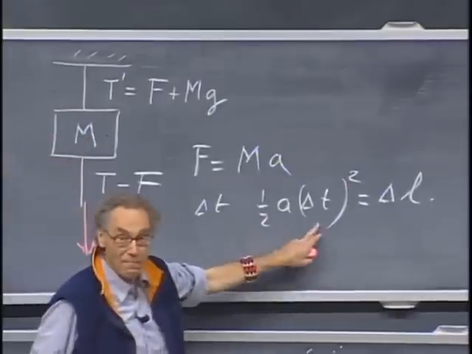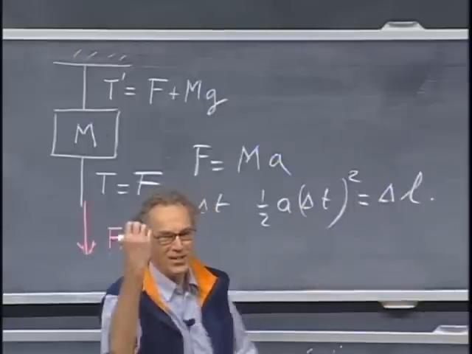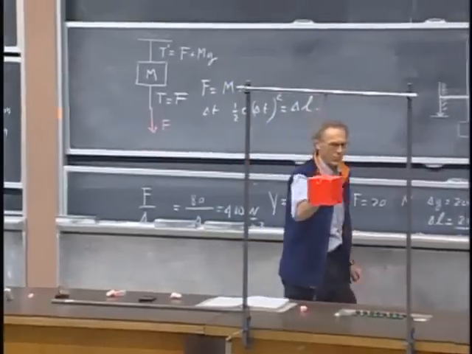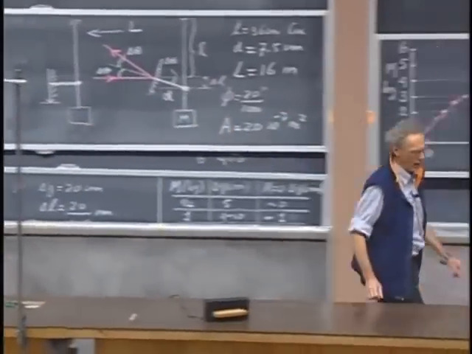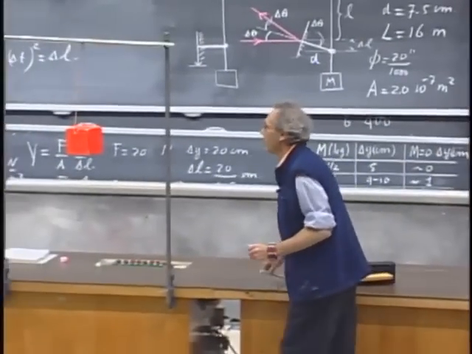But that takes time to reach that delta L at which it wants to break. And so if I pull very fast, I don't give it that time. And that's why then the one at the bottom will break. And if I pull very slowly, the one at the top will break.